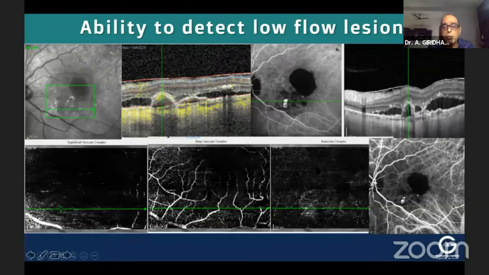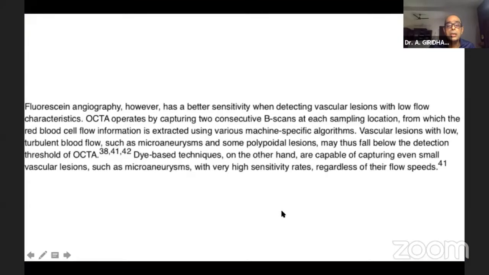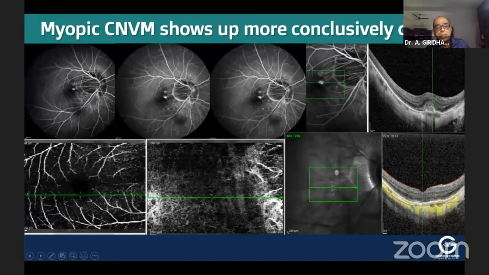You can see this polypoidal lesion beautifully demonstrated in an ICGA, but fails to be seen in an Octa network. And this is not what I'm defining. This is what the textbook says, that fluorescein angiography has better sensitivity when detecting vascular lesions with low flow characteristics. Octa operates by capturing 2 consecutive B scans at the same location to detect red blood cell information. And therefore, it is possible that low turbulent flow can miss some of these lesions, especially polypoidal lesions.